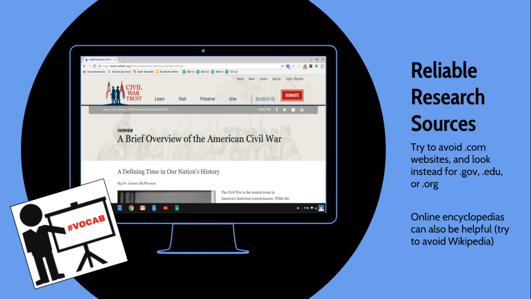You can also use online encyclopedias. These are very helpful, but try to avoid Wikipedia because even though a lot of the information that's on Wikipedia is true, it's still able to be edited by anybody in the world. So there is a chance that the information you find there could be inaccurate. So you can use Wikipedia to sort of point you in the right direction for other research, but you don't want to use Wikipedia itself for that reason.